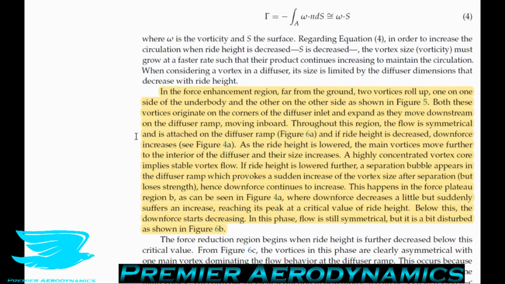As the ride height is lowered, the main vortices move further to the interior of the diffuser and their size increases. A highly concentrated vortex core implies stable vortex flow. If ride height is further lowered, a separation bubble appears in the diffuser, which provokes a sudden increase of vortex size after separation, but also loses strength. Hence, downforce continues to increase.